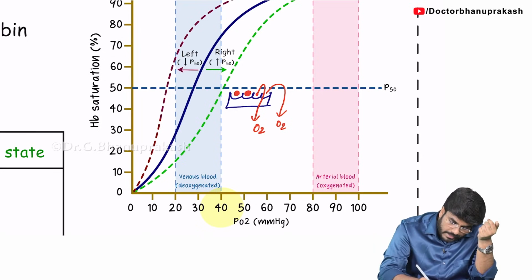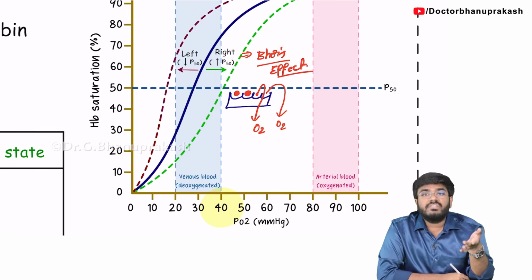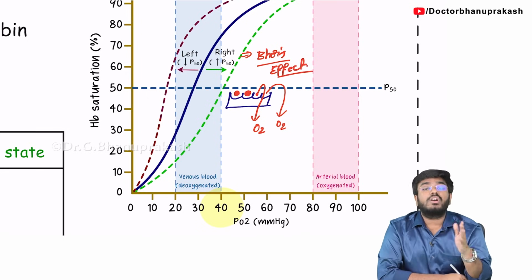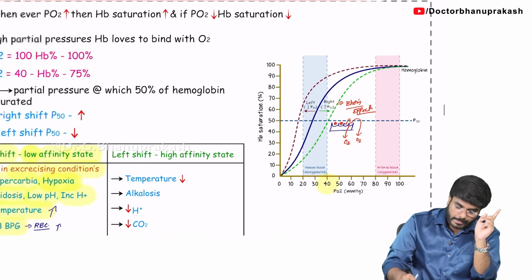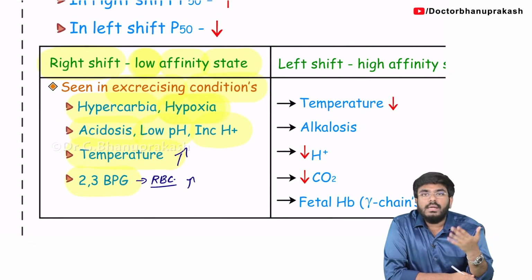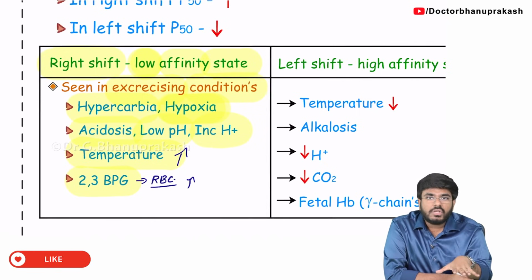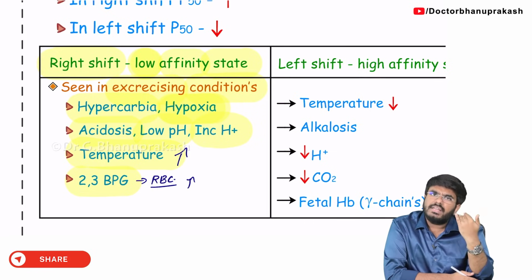So, that is also called Bohr's effect, right? Bohr's effect. So, right shift means what? Right shift means Bohr's effect. Right shift is nothing but the release of oxygen to the tissues. So, from today, you should say Bohr's effect means what? It is the release of oxygen to the tissues. Why? I have told you one reason: whenever the partial pressure of oxygen decreases, hemoglobin will release the oxygen.